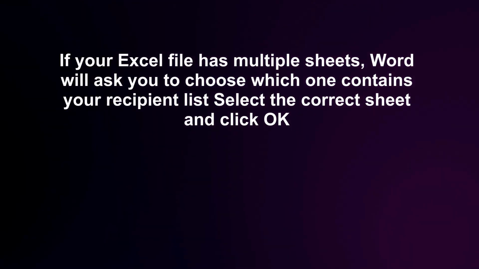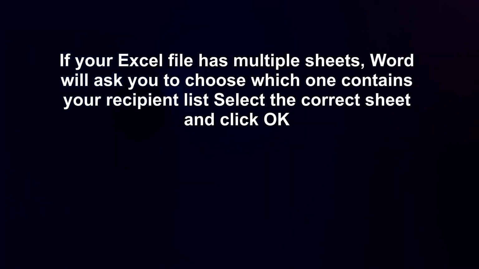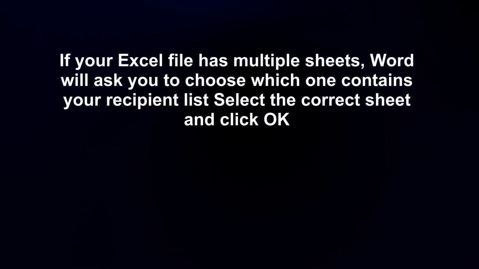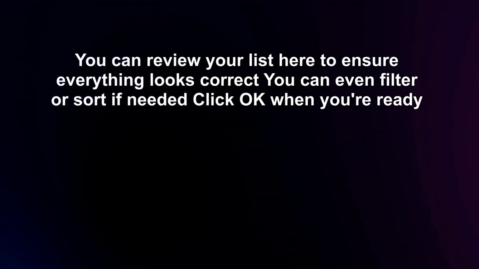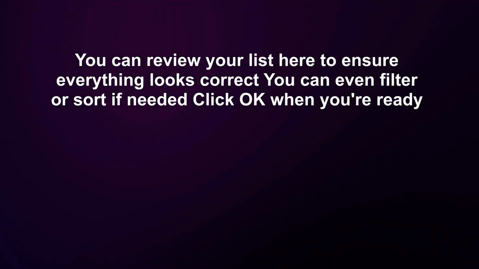If your Excel file has multiple sheets, Word will ask you to choose which one contains your recipient list. Select the correct sheet and click OK. You can review your list here to ensure everything looks correct. You can even filter or sort if needed. Click OK when you're ready.